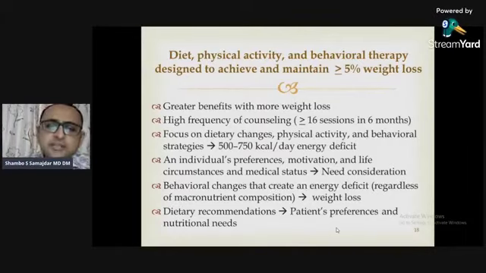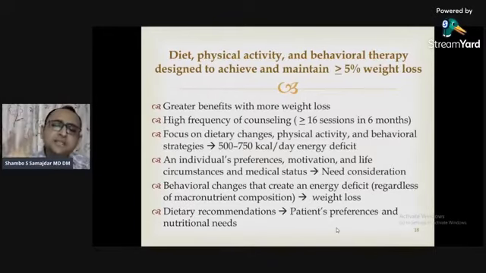High frequency counseling and behavioral therapy is very important, and then we should have a focus on dietary change, reducing intake, and more output, increasing physical activity. Together we should also use behavioral strategies to support this dietary change and physical activity, to increase adherence. We need to maintain a 500 to 750 kilocalorie per day energy deficit in our patients.